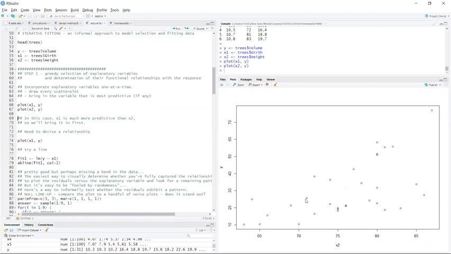Okay, looks like there's a positive relationship between x2 and y, but there's a very strong positive relationship between x1 and y. Really, the fact that it's positive doesn't matter. The question is, which variable would you rather have? If you could only have one variable and you wanted to make your best guess of the y value, which variable would you rather have?